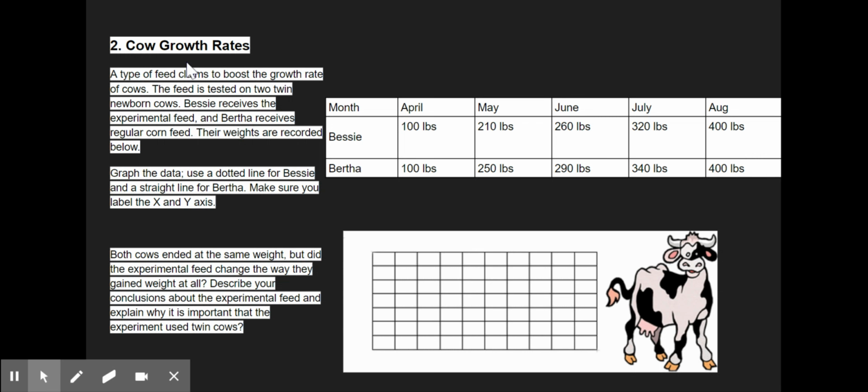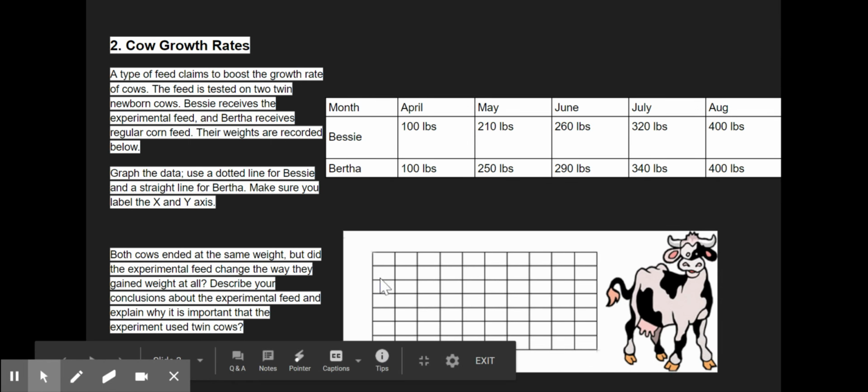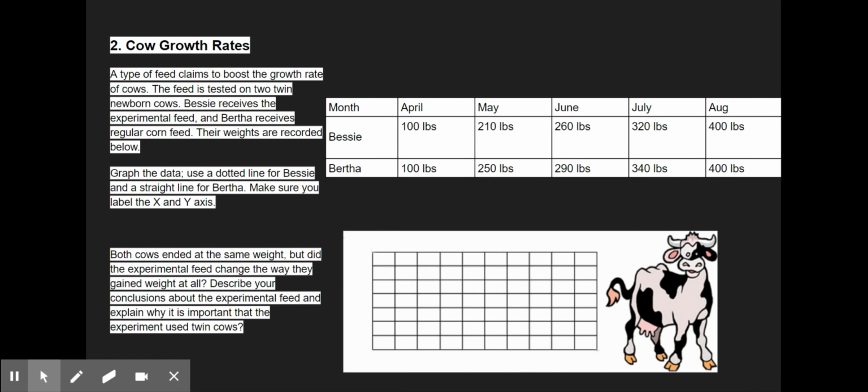Okay, calf growth rates. So for calf growth rates, we're looking at Bessie and Bertha. We're seeing how much they grew in the 4 or 5 months they had here. Okay, so it's telling you to make a dotted line for Bessie and a straight line for Bertha. So first things first, when you make your graph, you need to make sure that you label all of your parts. So you need to label the title, the Y, and the X-axis. If you don't label the title, the Y, and the X-axis, we don't know exactly what you're talking about, and it's not going to be a very useful graph. It tells you to use a dotted line for Bessie and a straight line for Bertha.